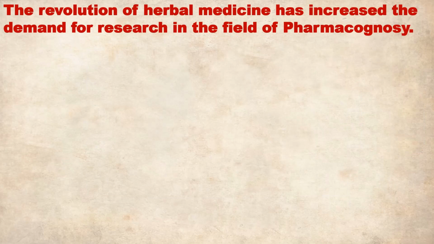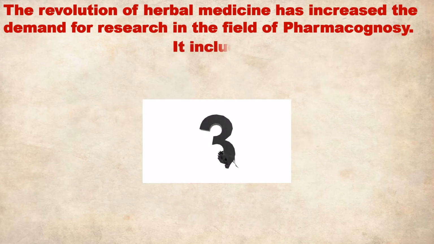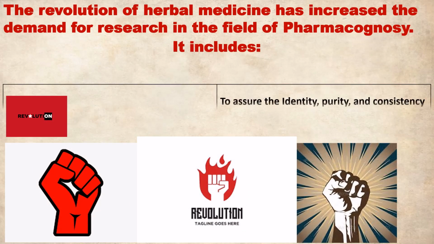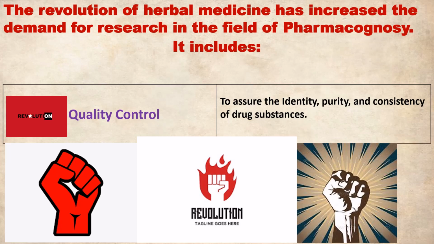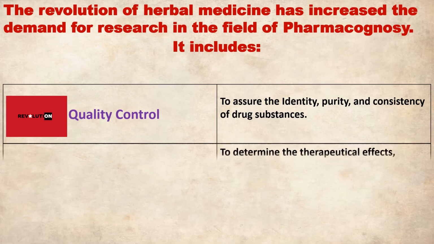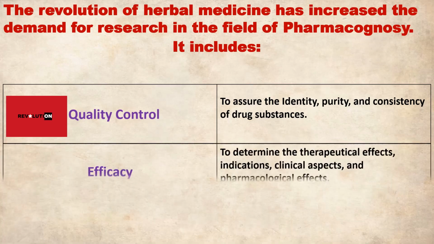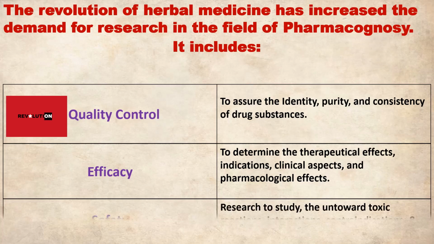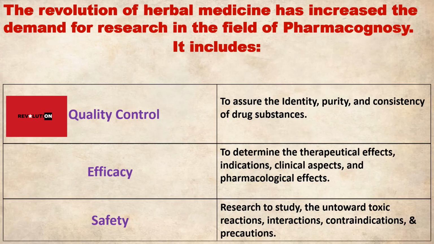The revolution of herbal medicine has increased the demand for research in the field of pharmacognosy. It includes three most important factors. Firstly, the quality control to assure the identity, purity and consistency of drug substances. Secondly, the efficacy to determine the therapeutical effects, indications, clinical aspects and pharmacological effects. And thirdly, the safety. Research to study the untoward toxic reactions, interactions, contraindications, and precautions.